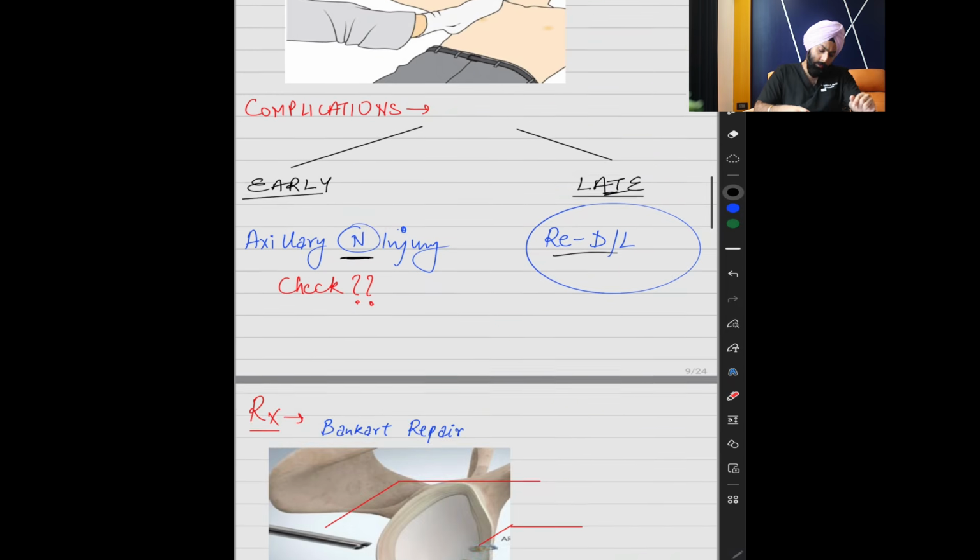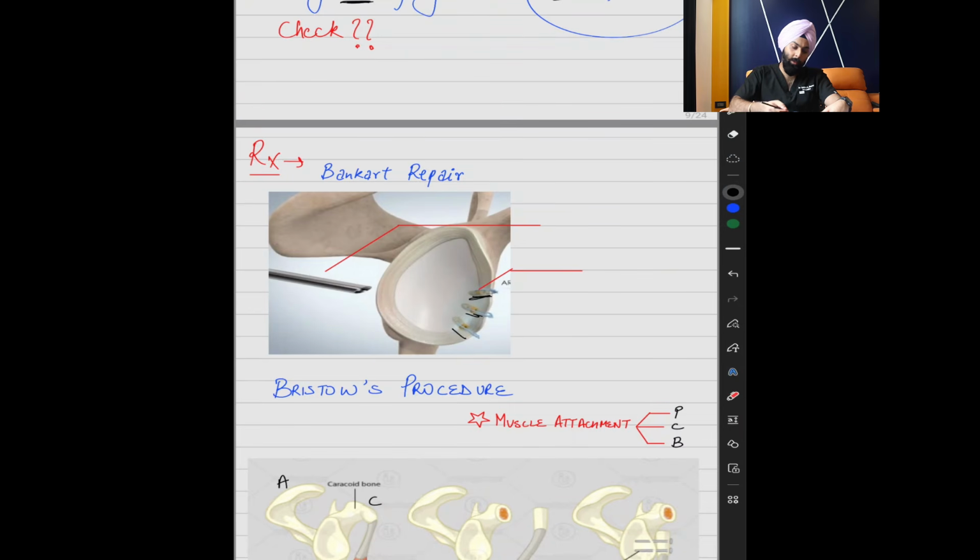Redislocation. Okay, so moving on to the treatment part, we learnt about the Bankart, that is the damage to the anterior inferior part of the labrum of the glenoid. So here we repair the Bankart. So in this picture you can see this metallic device. This is called an arthroscope, and these objects present over the labral part are called the suture anchors. So basically in this we use an arthroscope to surgically repair the Bankart tear using suture anchors. So this is an arthroscopic Bankart repair.